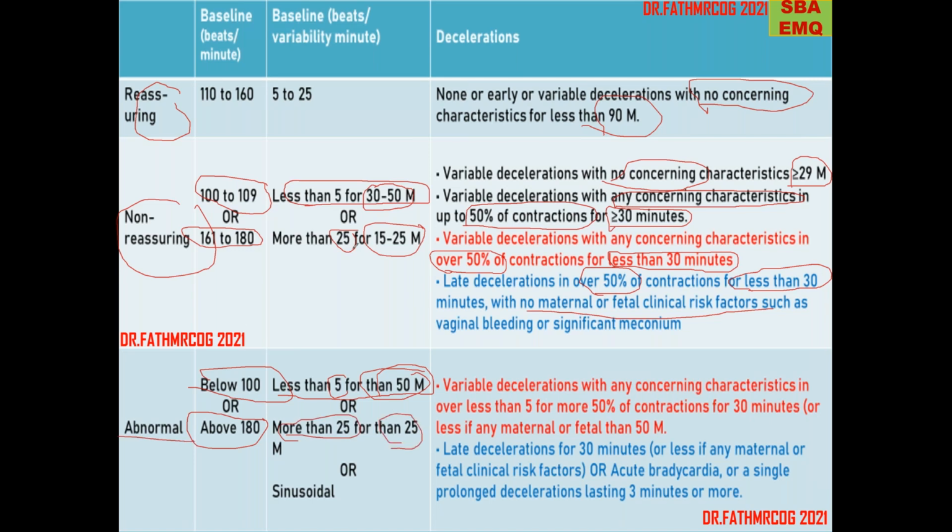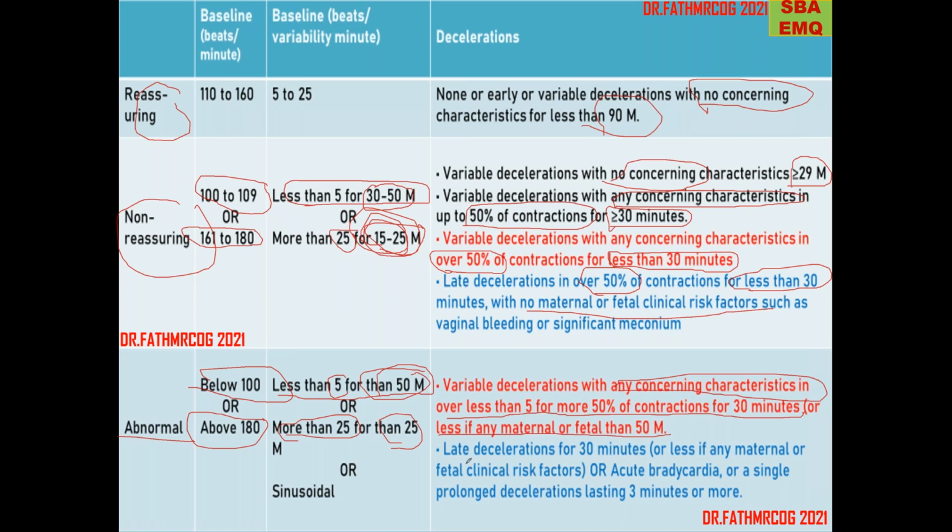Here, if more than 25 beats per minute and the duration between 15 to 25, this is reassuring. You should look for the duration. This is very important in categorizing the CTG. So what about the deceleration? If there's variable deceleration with any concerning characteristic over 50% of contraction for 30 minutes or more, or if there's any maternal or fetal risk, this is classified as abnormal.